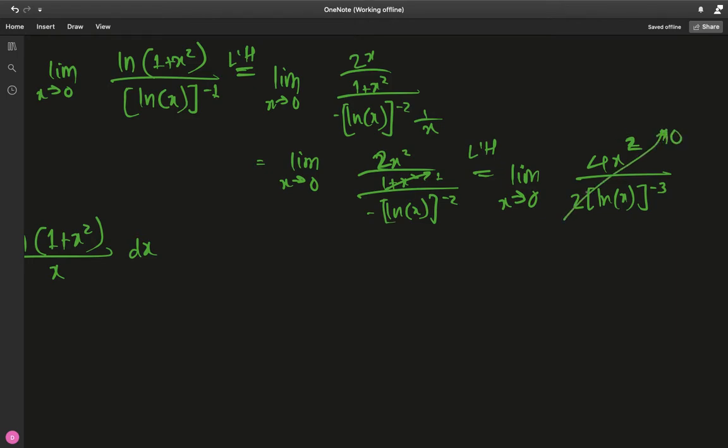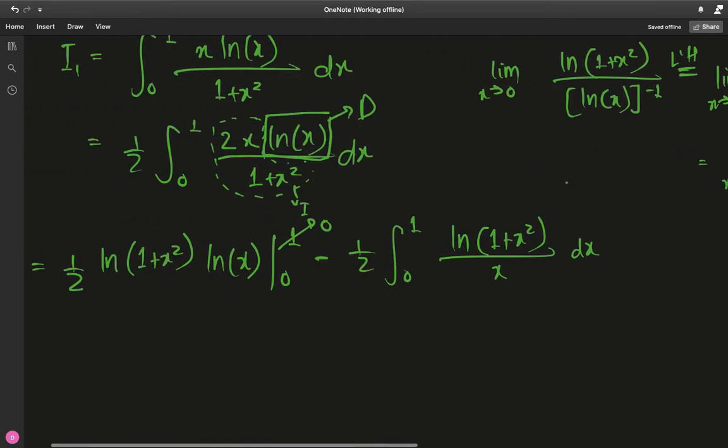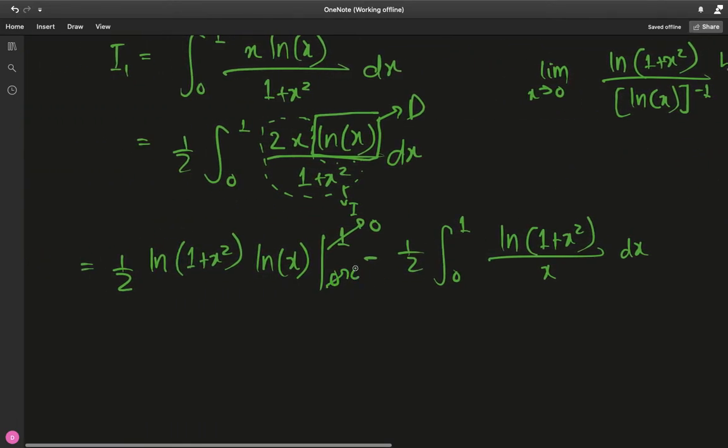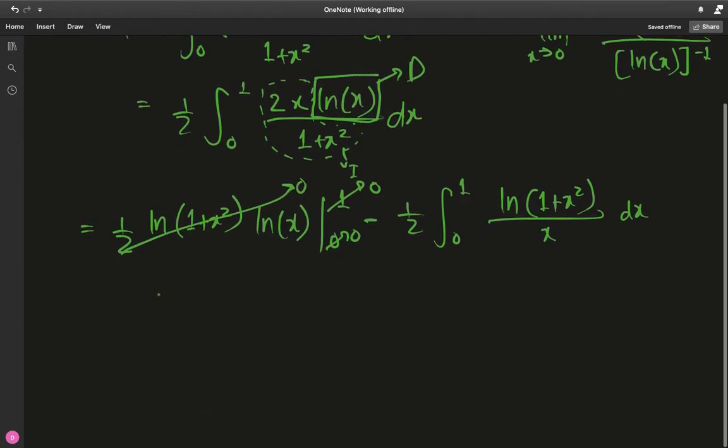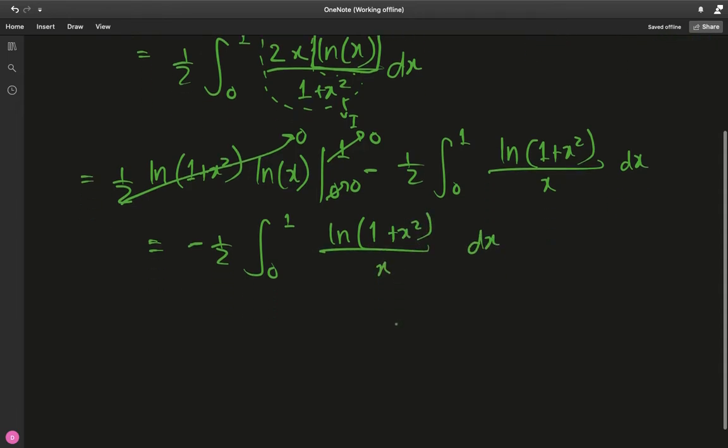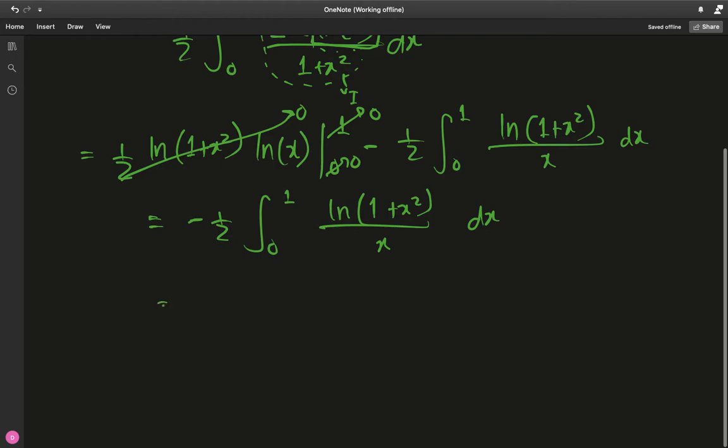You can cleverly keep on applying L'Hopital's rule. I'm not going to do that again. So for both cases it goes to 0. So entirely this term will go to 0. So we just have minus half times integral from 0 to 1 of natural log of 1 plus x squared over x dx. And noticing the denominator and the structure of the natural log, we can use the Taylor series and bring the sum outside, interchange the sum and the integral, assuming uniform convergence.